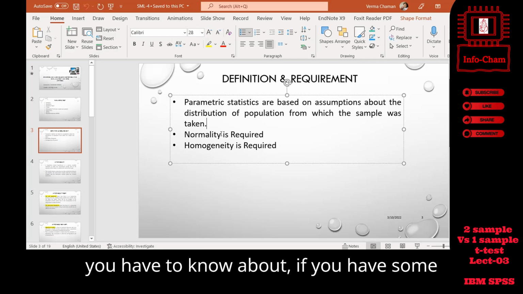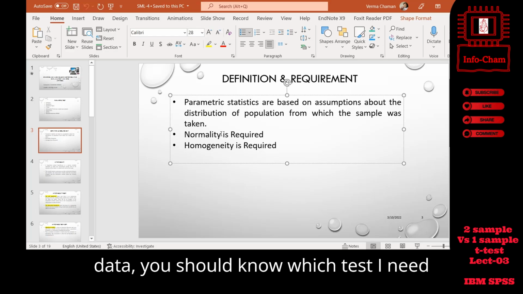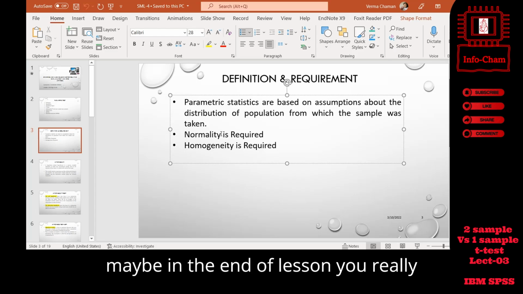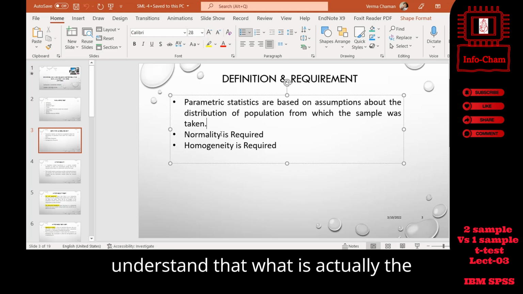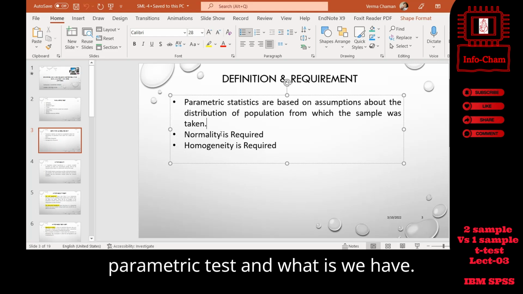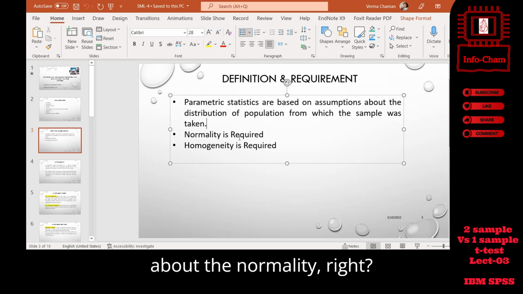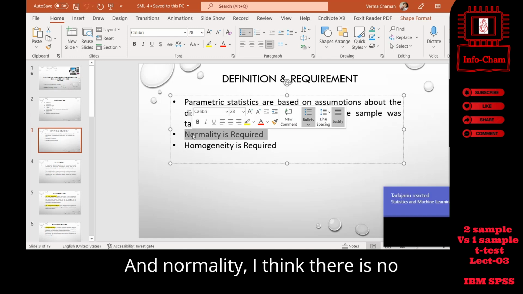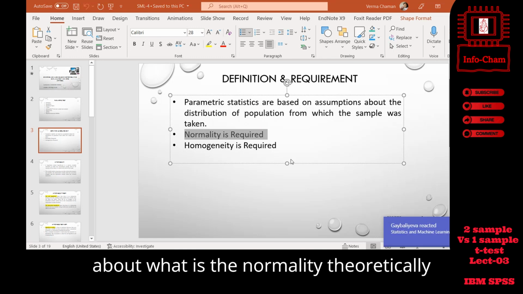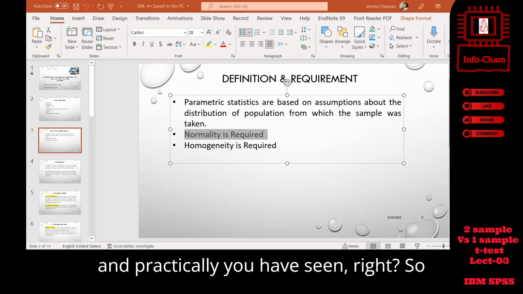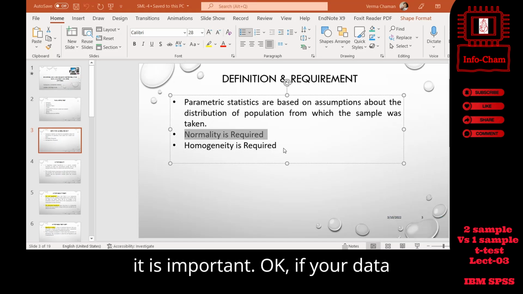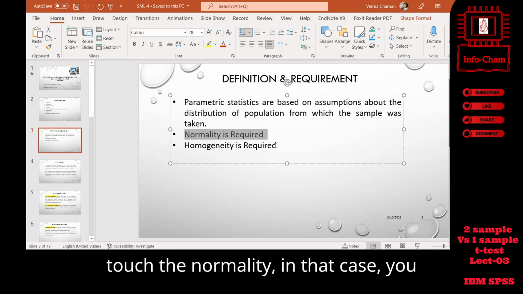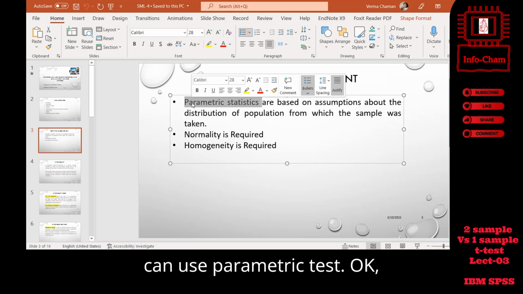If you have some data, you should know which test you need to apply. Okay, so maybe at the end of the lesson, you will really understand what the parametric test actually is and what we have about the normality, right? And normality, I think there is no need to discuss theoretically what normality is, and practically you have seen it, right? So it is important. Okay, if your data meets the normality, in that case, you can use the parametric test.